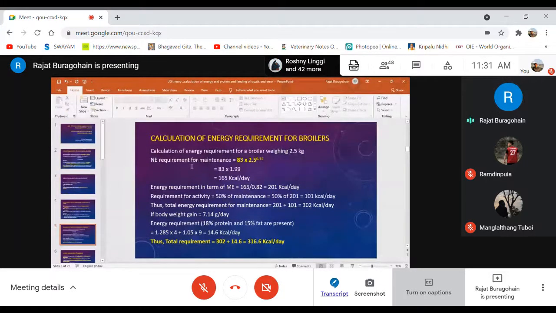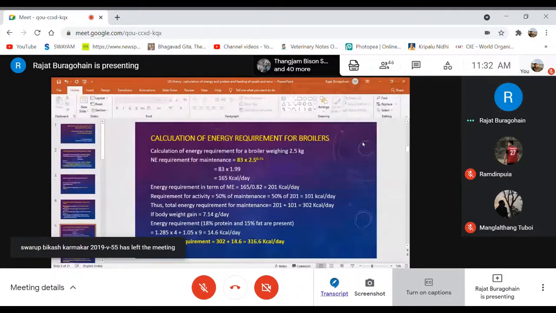Okay, and this thing, of course, is sometimes important if we go for precision feeding. That means if we want to feed the broilers as per their requirement only. In that case, these things will be helpful, that is calculation of energy requirement and calculation of protein requirement. This will be helpful, and in that case we can plan the feeding strategy weekly.